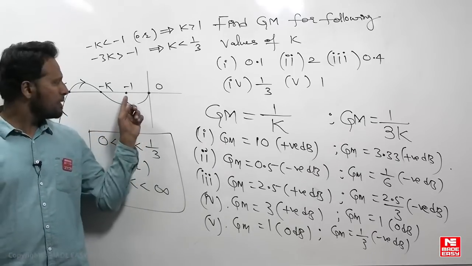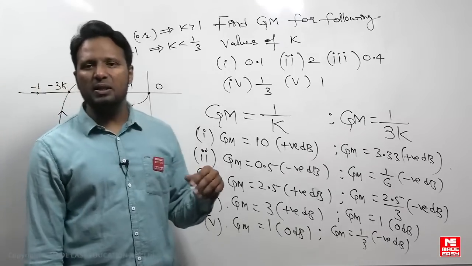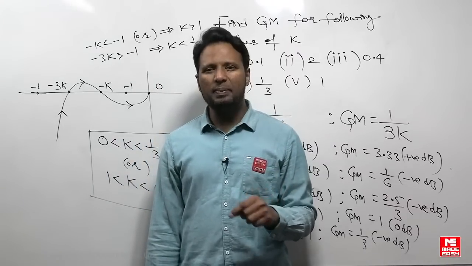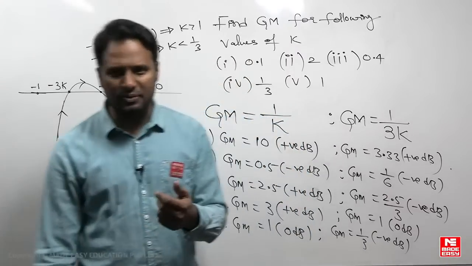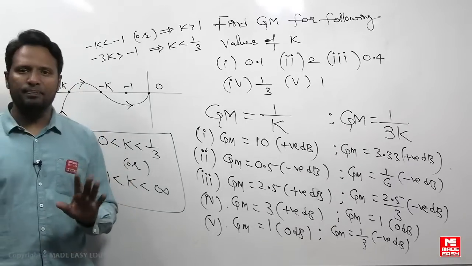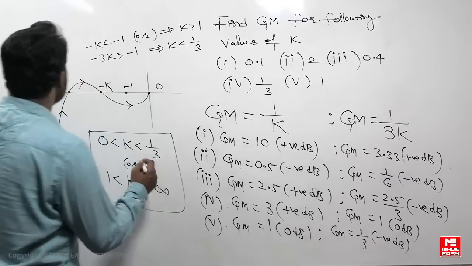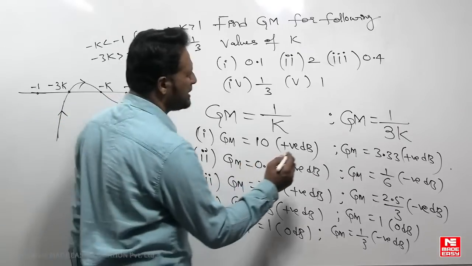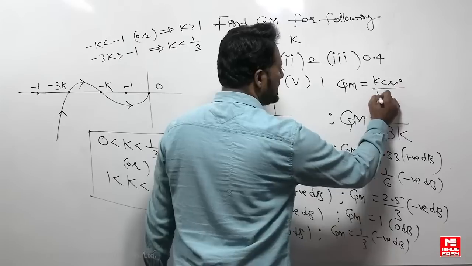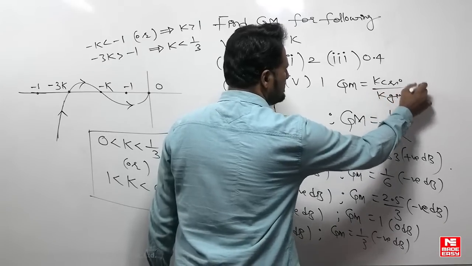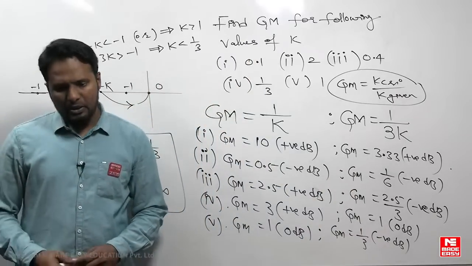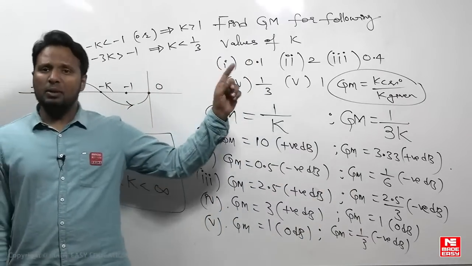How, sir? Minus 1 is the reference to determine the stability of a negative feedback closed loop system. And in case of negative feedback, K, the open loop gain, should be positive. This much common sense should be there. Now see, what is the matter? About the definition of gain margin, I want you to pay attention. Gain margin is K critical by K given.